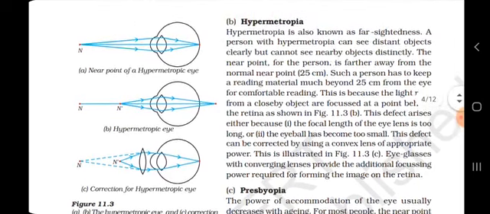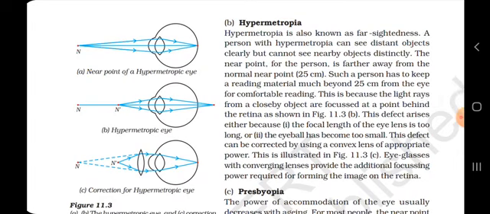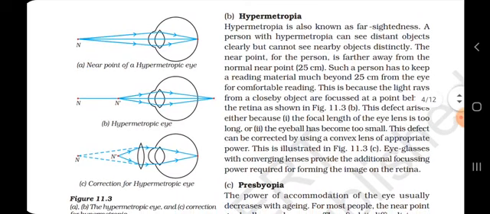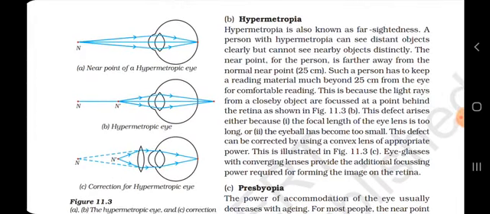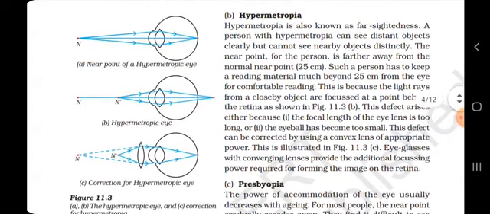So what is hypermetropia? Hypermetropia is farsightedness. You can see far objects clearly but cannot see nearby objects clearly. The near point of the eye was 25 centimeter, but the image is formed beyond 25 centimeter. There are two main reasons for this defect: the focal length of the eye lens is too long, and the eyeball has become too small. This defect can be corrected by using a convex lens of an appropriate power.